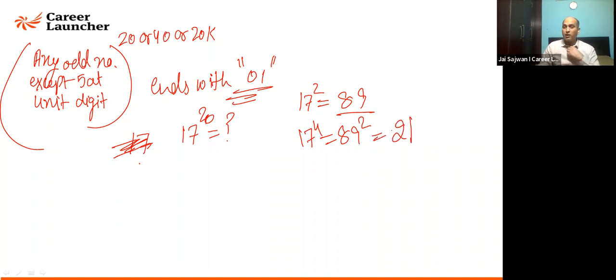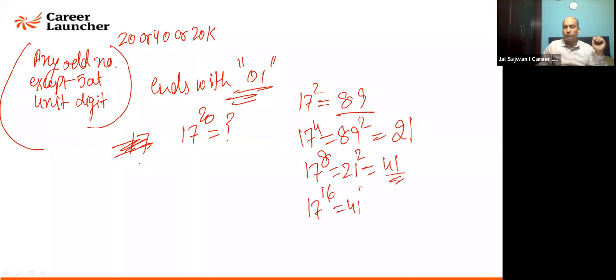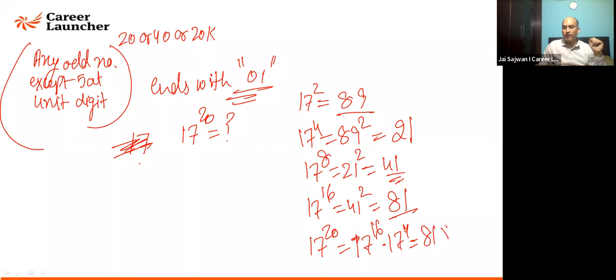I still remember many of you said, sir, duplex is a better method, we will not remember it. You remember my words at that time: I told you, you have to remember both methods. So 17 to the power of 8 is 21 square, which is 441. 41 will come. 17 to the power of 16 is nothing but 41 square, 9 less than half of 100, 9 square is 81. 17 to the power of 20 is 17 to the power of 16 into 17 to the power of 4. That is 81 into 21. That comes out to be 01. Your answer is 01. I believe it is clear now.